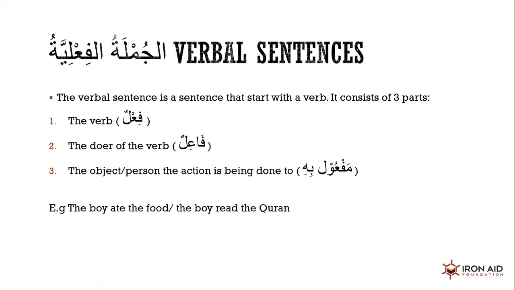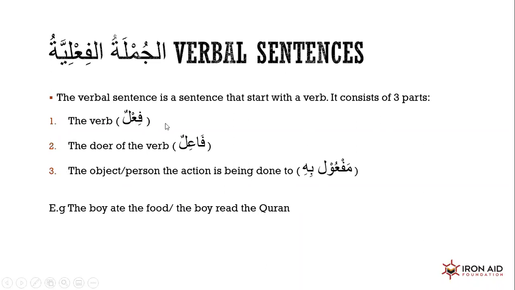So, al-jumla al-fi'liya. Al-jumla al-fi'liya means verbal sentences. So we did nominal sentences, sentences containing only nouns. Now we're doing verbal sentences. So a verbal sentence is a sentence that starts with a verb. Simply, it starts with a verb. And it consists of three parts.